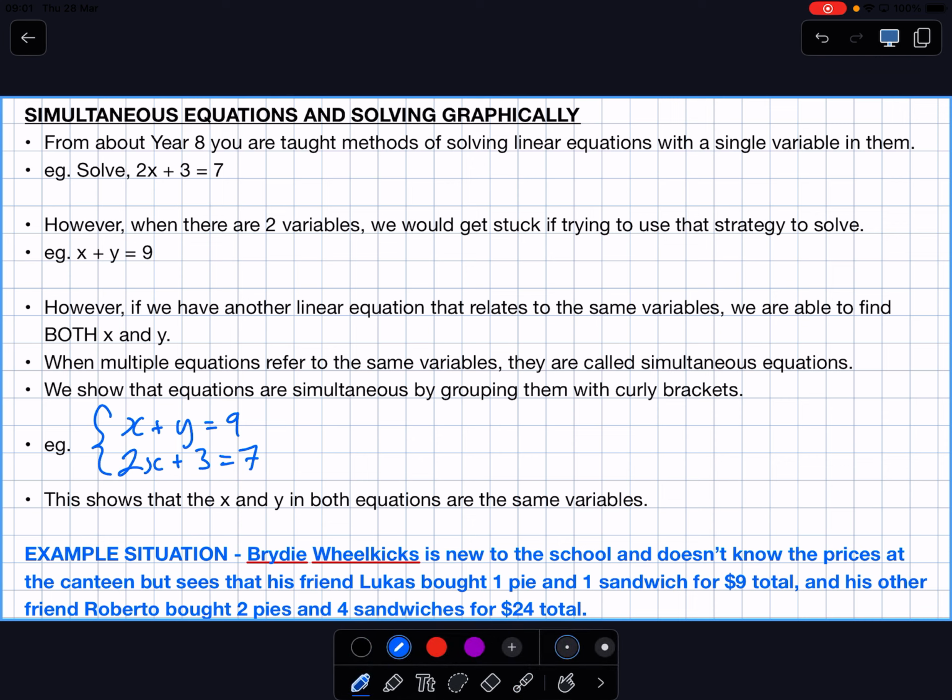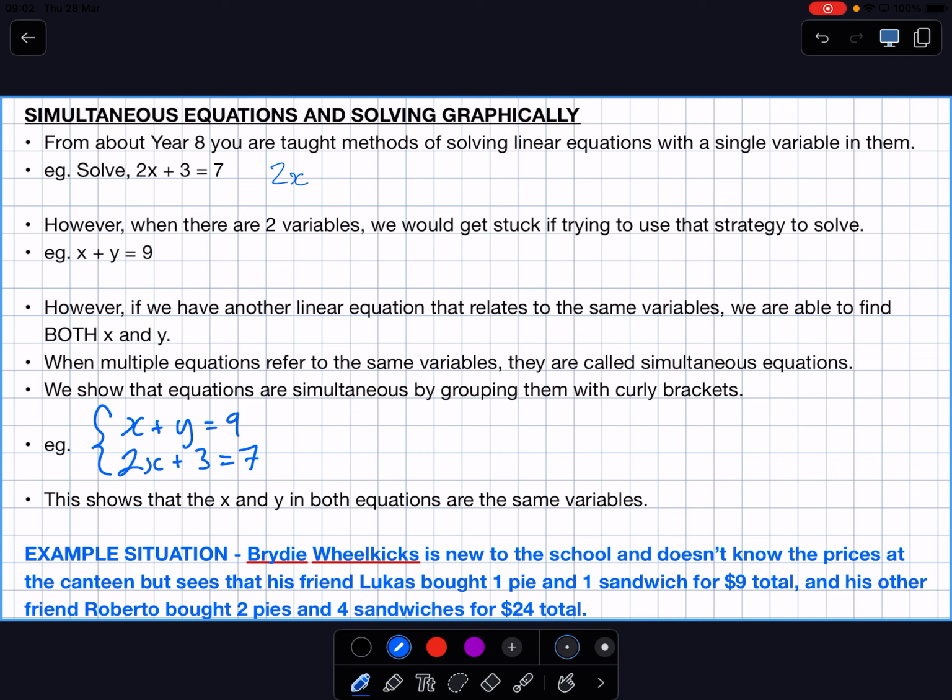So previously, from year 8, you're shown how to solve linear equations with one variable in them. For example, can someone help me solve 2x + 3 = 7? I want x by itself. So what would I try to get rid of first? The number on it. Yes, you want to try to get the, not yet. You need to go in reverse BEDMAS order, so you get rid of the 3.